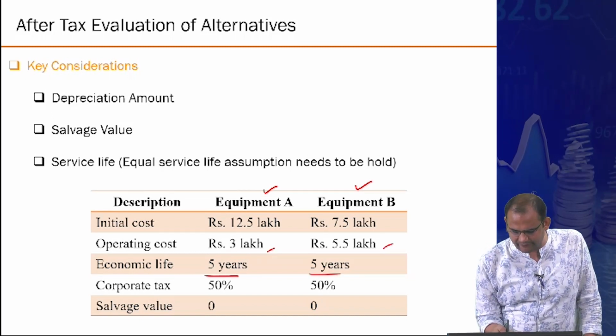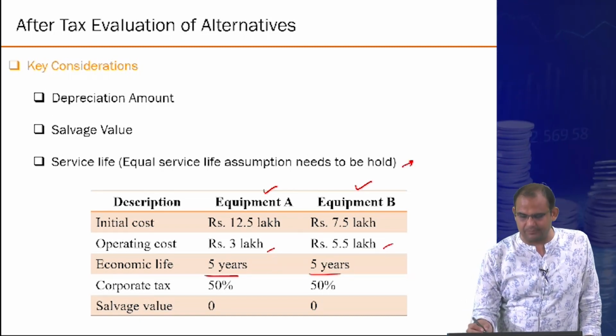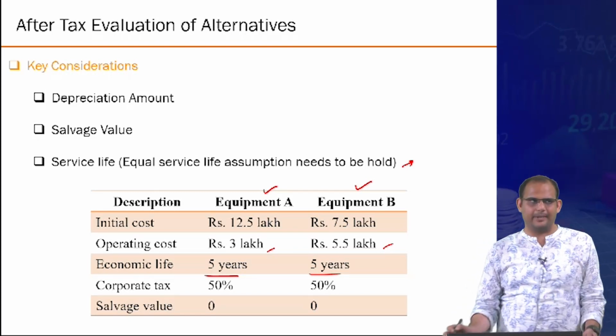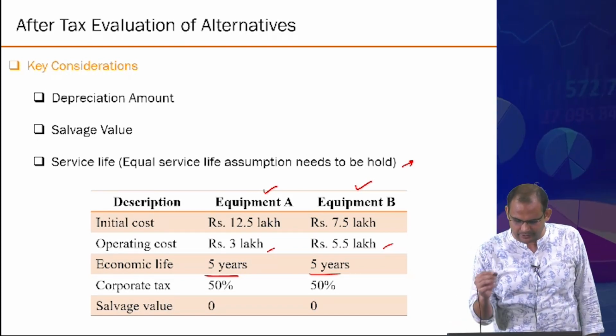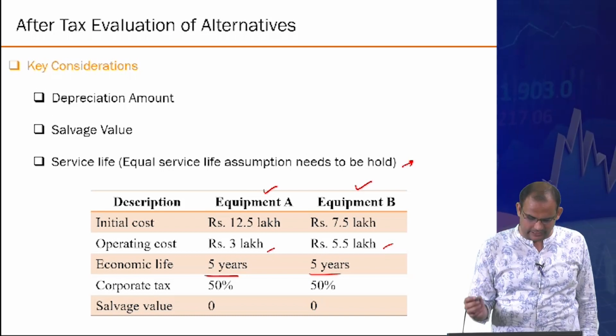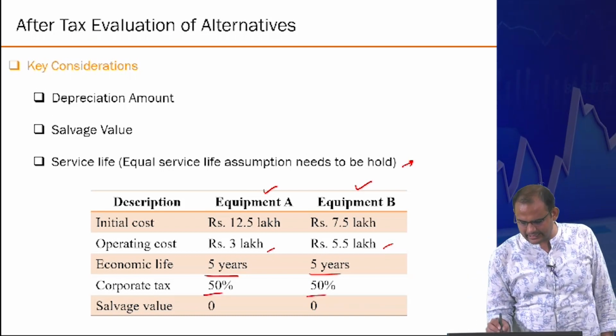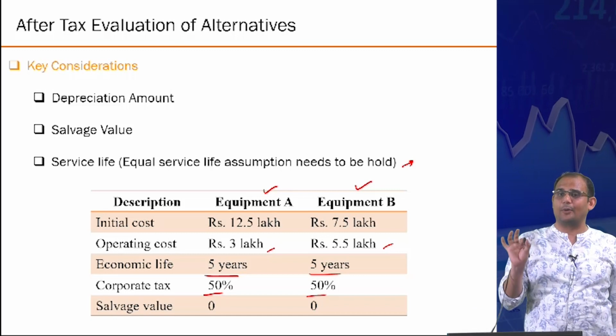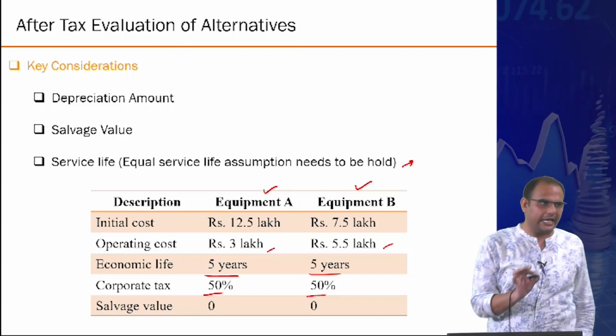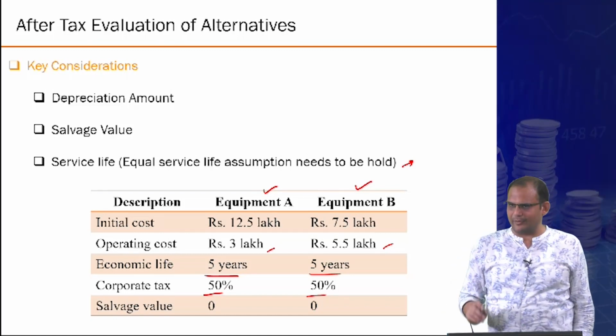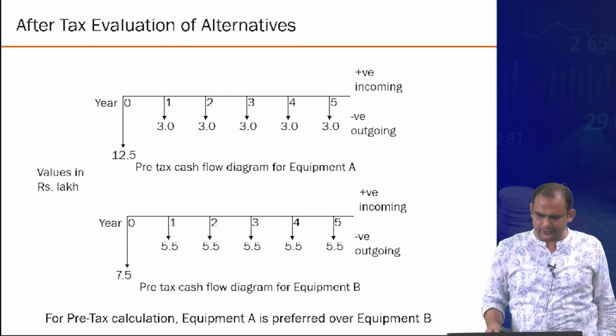The economic life for both is the same, and this assumption needs to hold true because you are comparing two alternatives, and we are doing the project present worth kind of analysis method. The corporate tax rate is going to be 50%. It's a corporate tax. Okay, that's the rate that has been given to you, and the salvage value. How do you do it?